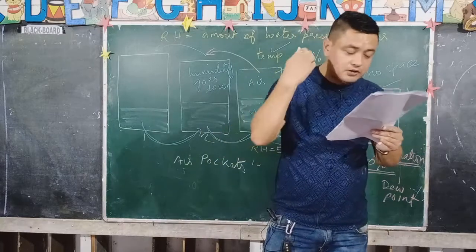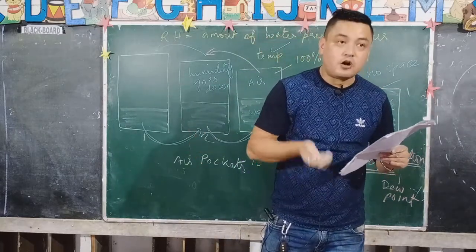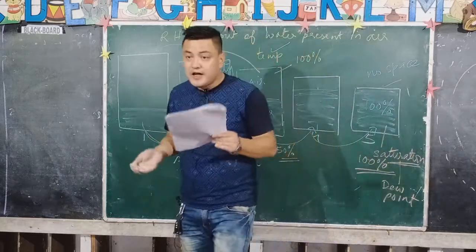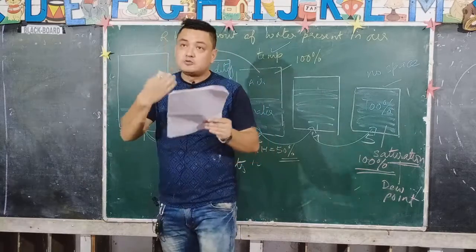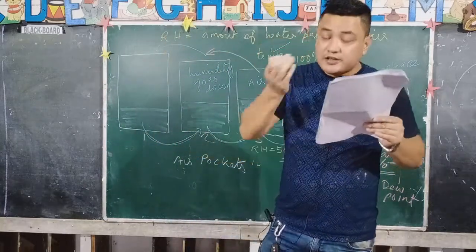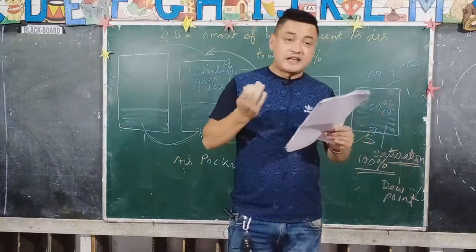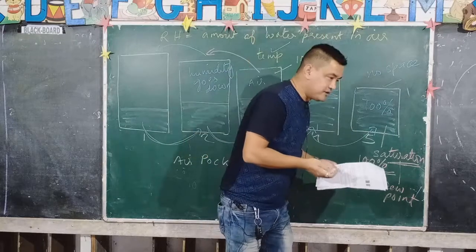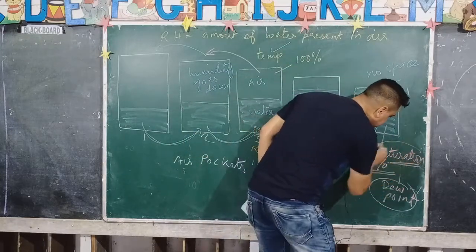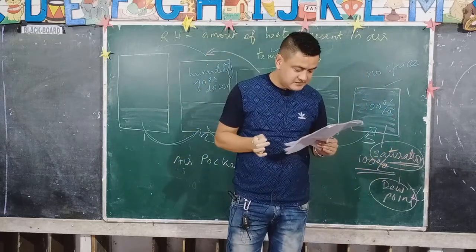When we continue to cool it down even further, what is going to happen? Condensation takes place. Condensation means the process of changing from a gaseous to a liquid or to a solid. So condensation takes place and clouds are formed, and eventually precipitation takes place after the dew point. On further cooling from the saturation point, condensation takes place.